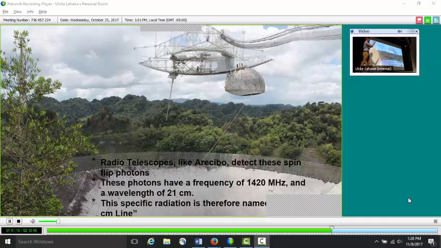So radio telescopes, this one's Arecibo. They're built to detect these photons that have a really, really broad wavelength, which happens to be 21 centimeters long. It's about that long-ish, really, really big, and a really low frequency of 1420 megahertz.